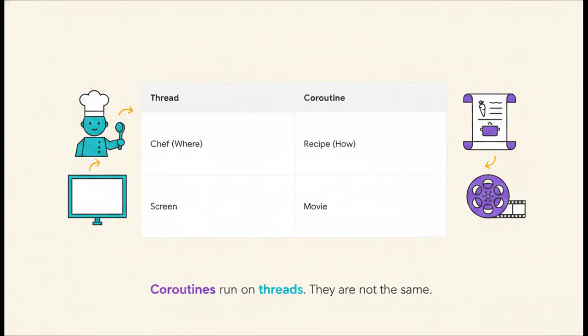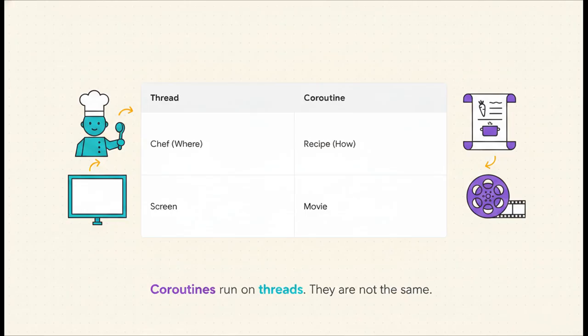A coroutine, on the other hand, answers how we organize asynchronous work. It's not about execution infrastructure, it's about expressing work that might need to pause and continue. Think of a thread as a chef in a restaurant. The chef provides the ability to cook. Without a chef, nothing gets made. A coroutine is the recipe. The recipe describes what to do.